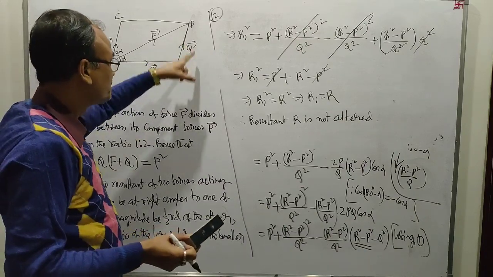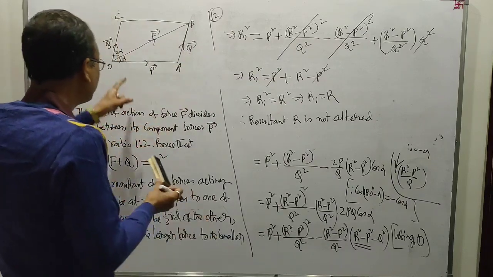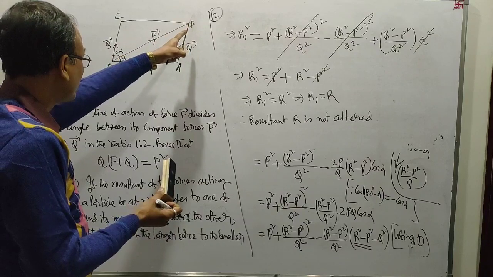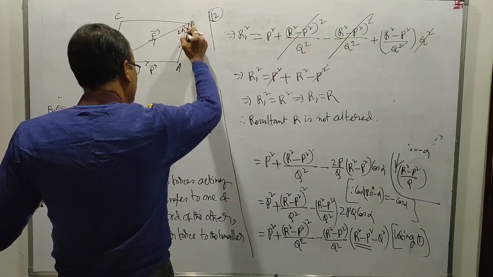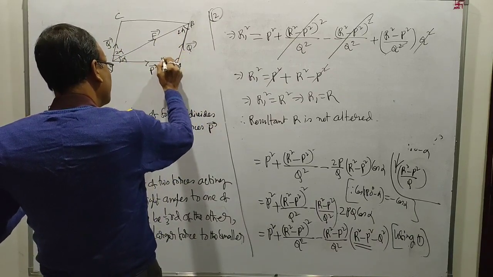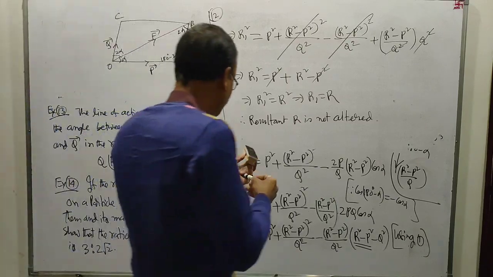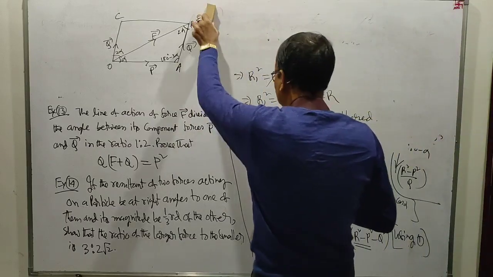AB vector will also represent the force Q. It is alpha. You see OC and AB are parallel, this intersects it. Therefore, this angle will be equal to twice alpha. This alpha, this twice alpha. What will be this angle? It will be equal to 180 degrees minus thrice alpha. Let us try to solve this problem.